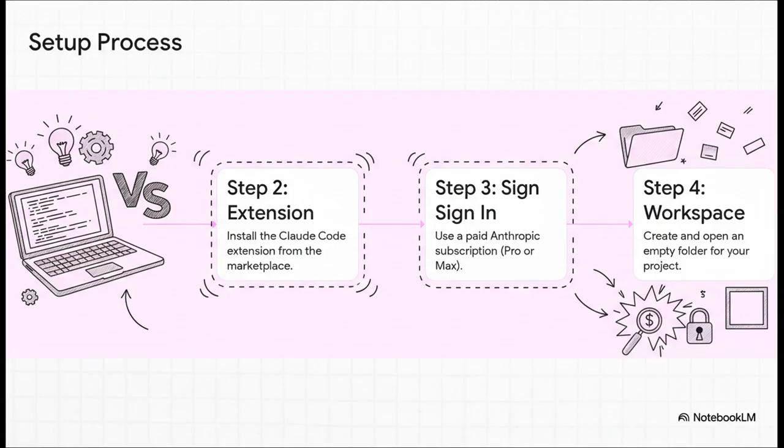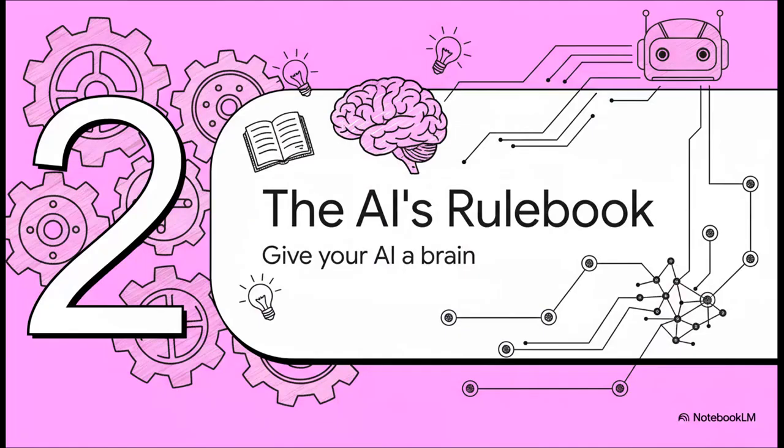First, you're going to need a code editor. We're using Visual Studio Code, which everyone just calls VS Code. Then, inside VS Code, you'll install the Claude Code extension. You will need a paid Anthropic subscription for this, either Pro or Max. And last, just create a fresh, empty folder. That's going to be your new project workspace. Simple as that.